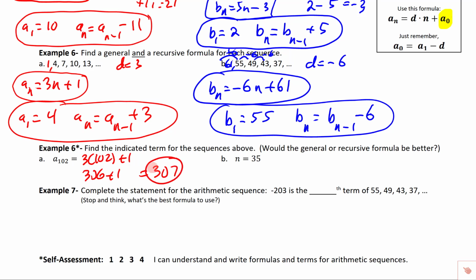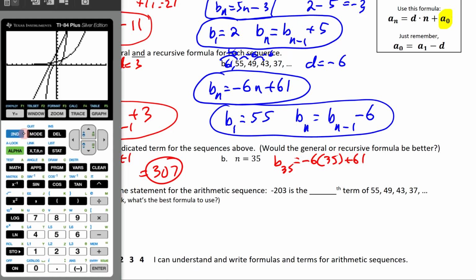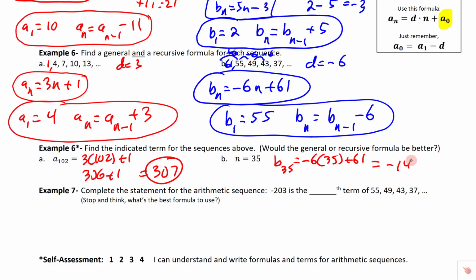All right, and if we want to find the 35th term, we're going to take b sub 35, because that's what this means. It means the 35th term. And we're going to do negative 6 times 35, and then add 61. If we throw that into a calculator really quickly, so let me clear this off, we do negative 6 times 35, and then add 61. And we end up with negative 149. So the answer on this one is negative 149. So we'll go ahead and circle that.